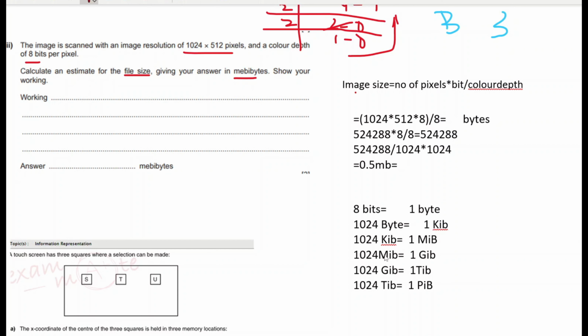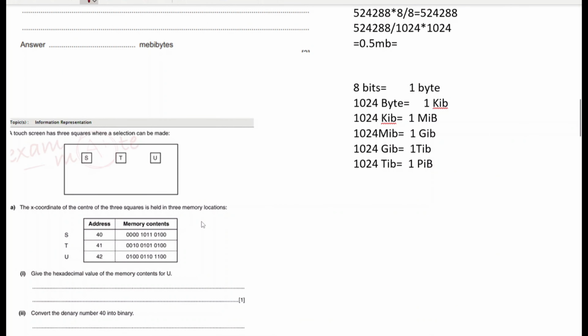Even moving further, you have to divide by 1024 multiplied by 1024, because to get from bytes to KiB you divide by 1024 one time, and again to convert from KiB to megabytes you have to jump one time more, 1024 times. You have to multiply 1024 by 1024 and divide the bytes by it. So the final answer you will get is 0.5, right?